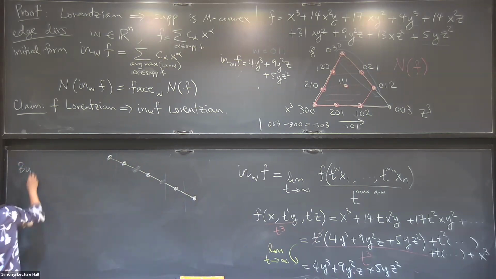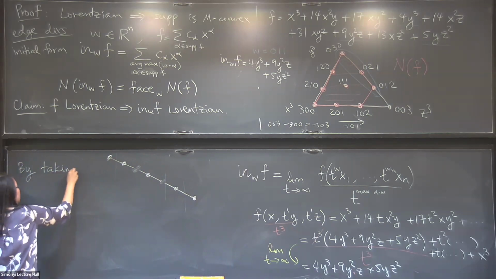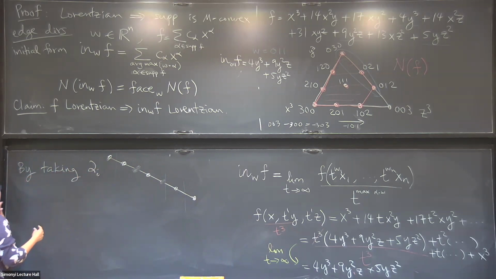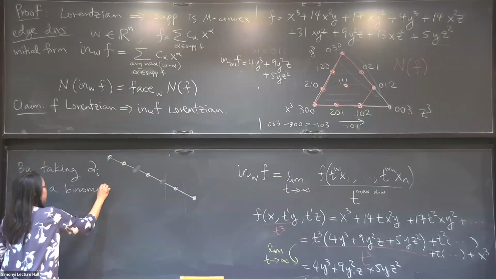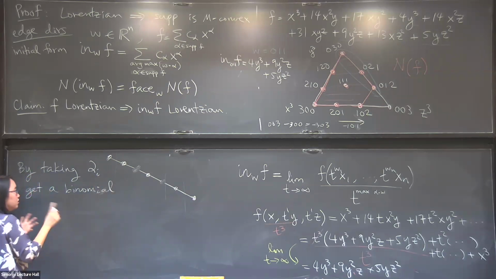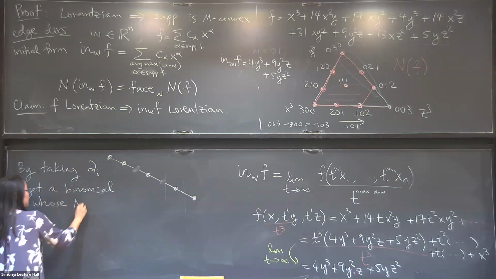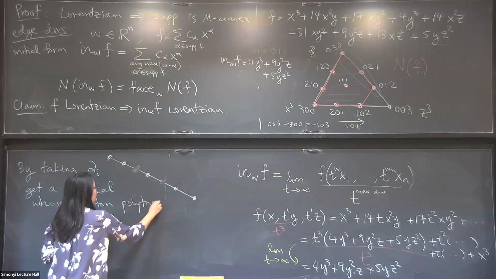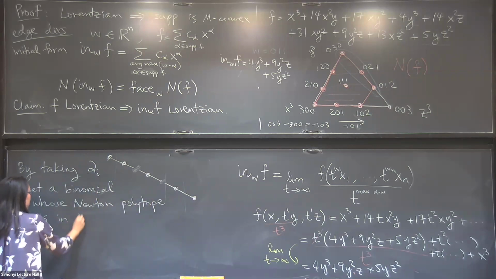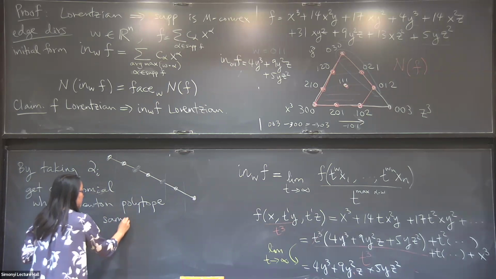So I take the partial derivatives repeatedly, and we get a binomial whose Newton polytope is in the same direction as the edge.